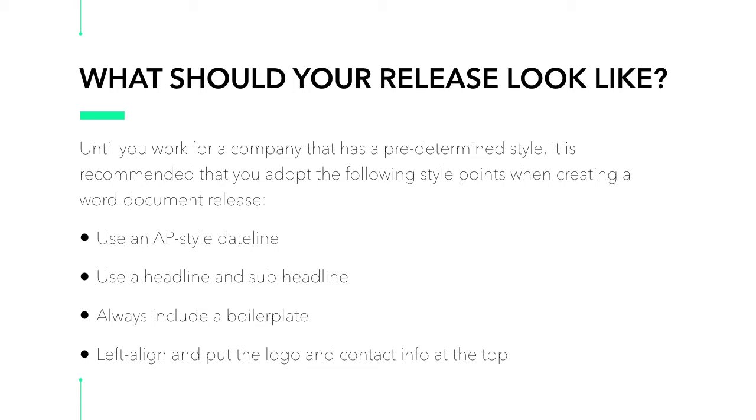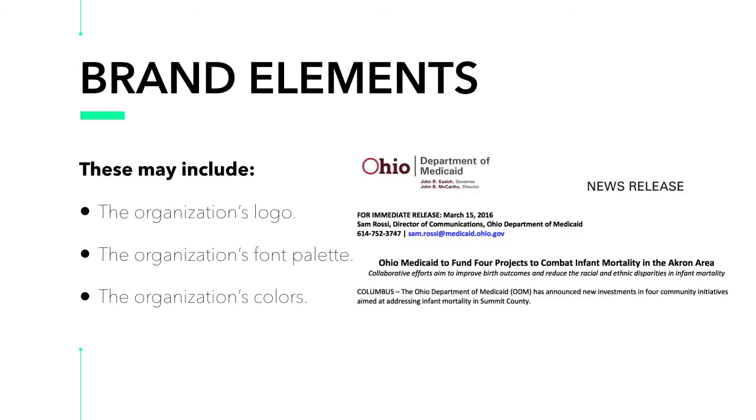Let's go through the different parts of the release now and talk about what they are. So I said identity, and another way to talk about identity is brand elements. You want to have the organization logo at the top. You want to use their font palette if you know what it is. So if you know that the University of Akron's fonts are Avenir and Caslon Pro, and you happen to be doing a release for the University of Akron, you want to go ahead and make sure that you use those fonts. You also want to use the organization's colors, if appropriate. For the most part, releases are going to be black and white, but sometimes they're not. So you want the release to look like it comes from the company.